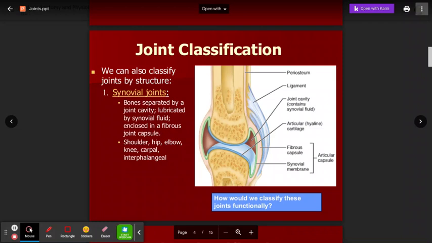Synovial joints: our bones are separated by a joint cavity, lubricated by synovial fluid, enclosed in a fibrous joint capsule, so that would be your cartilage and your ligaments and your tendons all operating together. Synovial joints include the shoulder, the hip, the elbow, the knee, the carpal here, and interphalangeal here. Believe it or not, there's fluid between every one of these joints. That's why you can hear people pop their joints in their fingers.